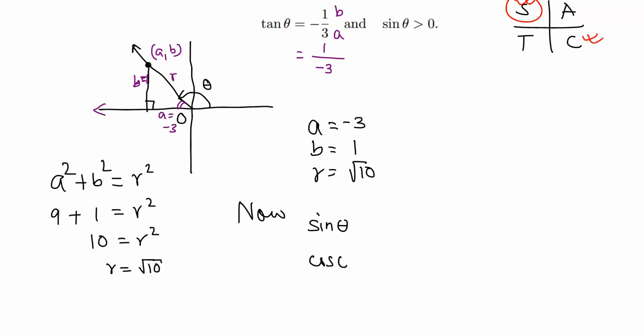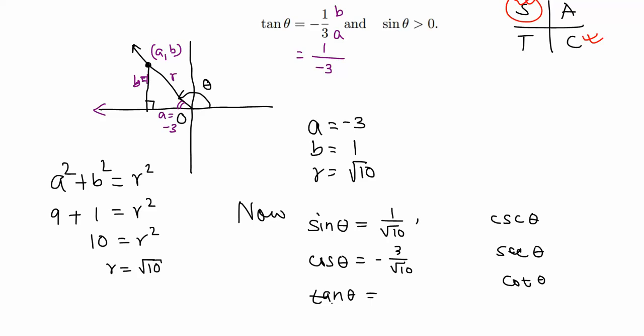Sine, cosine, tangent, and they are reciprocal: cosecant, secant, cotangent. Okay, sine is B over R, so 1 over root 10. You can rationalize if you like, but this is good enough. Cosine is A over R, so A for our theta, so negative 3 over root 10. Tangent is B over A, that's 1 over negative 3. That's negative in the front, negative 1/3.